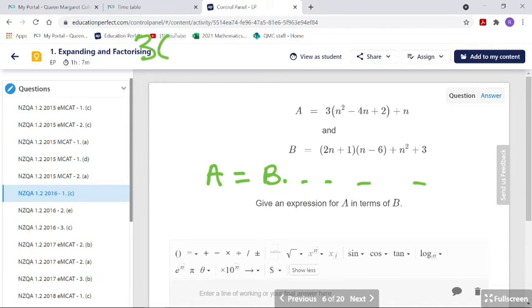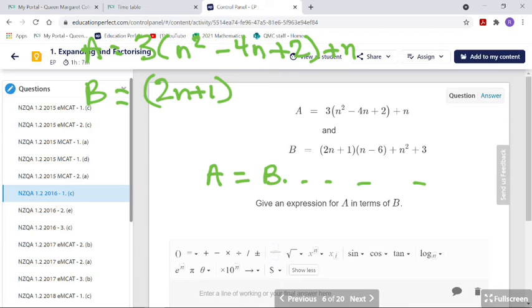So we have 3 times n squared minus 4n. It's easier on notebook paper. That's why I'm just rewriting it. Plus n. That's our A. Our B is 2n plus 1 times n minus 6 plus n squared plus 3.